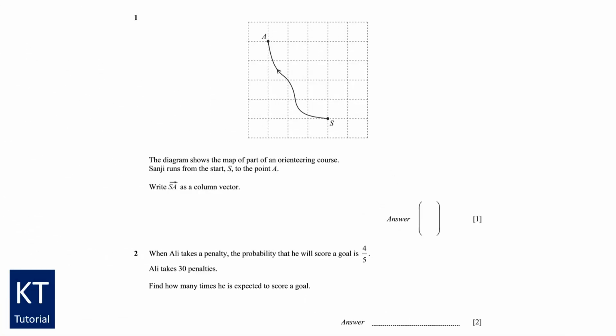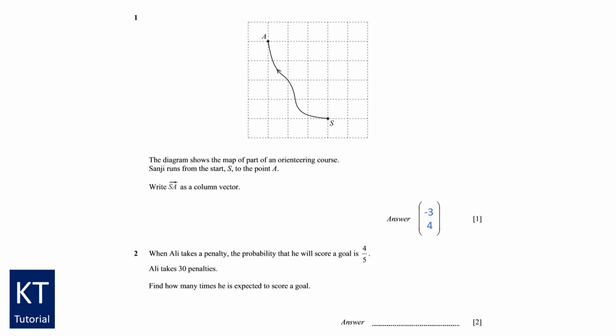Question 1. The diagram shows the map of part of an orienteering course. Sanji runs from the start S to the point A. Write SA as a column vector. With A being 3 grids to the left and 4 grids higher, the required vector is -3, 4.